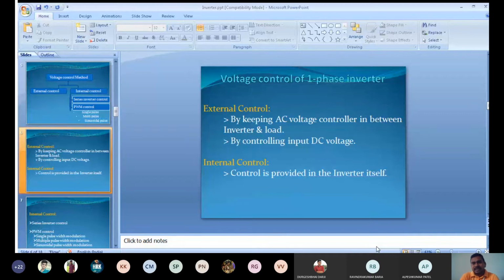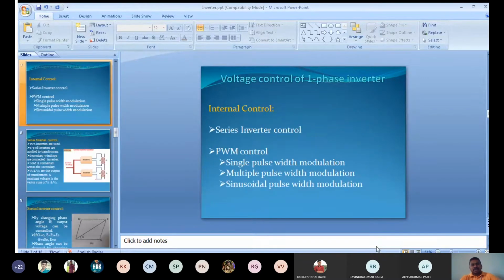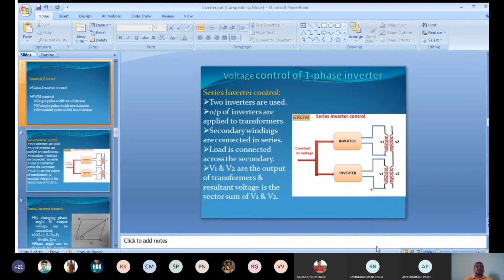Whereas in the internal control method, control is provided in the inverter itself. In the inverter we are doing something, and from this we can control the output voltage. That is known as the internal control method. Now we are talking about the internal control method. It has different classifications, that is series inverter control and PWM control. We already discussed it. Now first of all we discuss the series inverter control method.